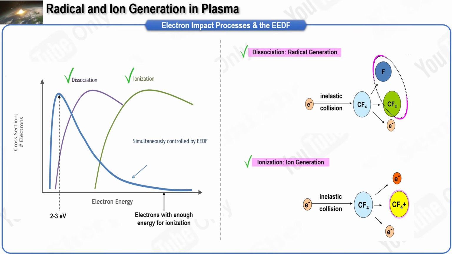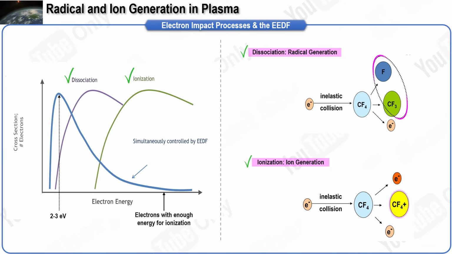Focus first on dissociation and radical generation. If the electron energy exceeds the weakest bond energy, the molecule splits. For example, an electron hitting CF4 can produce CF3 and F, and the fragments are radicals with unsatisfied bonds. These radicals often live long enough to reach the surface, and they drive most of the surface chemistry in etching. In the plot, dissociation peaks at lower electron energy than ionization.